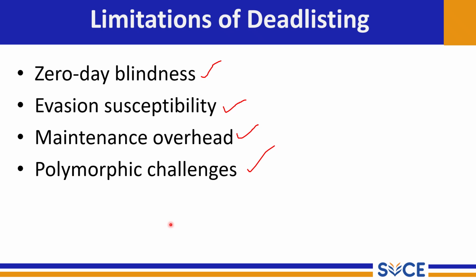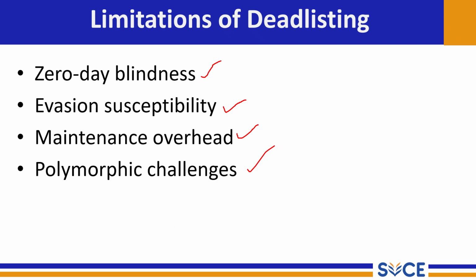And we also have polymorphic malware, staged or fileless malware, or delayed activation. So these are all the cases where we can find the limitations of dead listing, right?